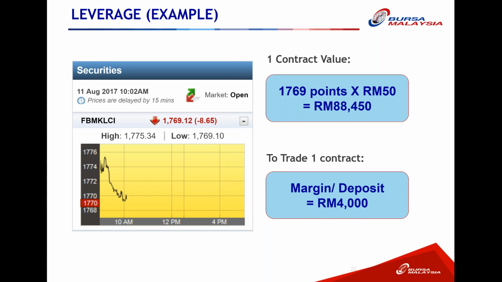So your entry level is relatively low, and the advantage is also that you can use it as a leverage product. You don't need to pay 88,000 as the full value. You just need to pay 4,000, and you can start your trading.